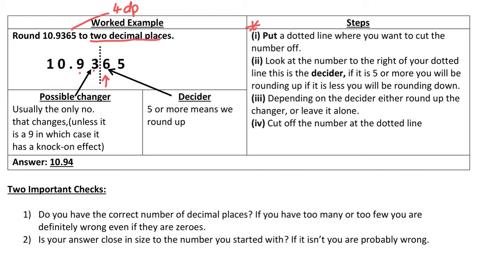2 important checks to do with these. Do we have the correct number of decimal places in the answer? So if we've been asked to round to 3 decimal places, we should have 3 decimal places. If we have too many or too few, you're definitely wrong. Is the answer close in size to the number you started with? If it isn't, you're probably wrong. So in this example, 10.94 is pretty close to 10.9365. We're asked to 2 decimal places, and we've got 2 numbers after the decimal point. So our chances are that we're right here.